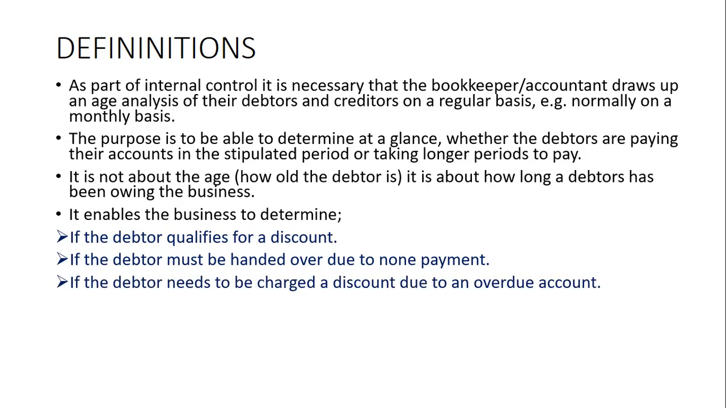To determine if the debtor needs to be charged a discount due to an overdue account, well, in this case, it's supposed to say interest, okay? To determine if the debtor has to be charged interest due to an overdue account. Remember, if the debtor does not pay us on time, we have to charge them interest. That's why I said here it needs to be interest. We need to charge that debtor interest for any amount that is overdue.